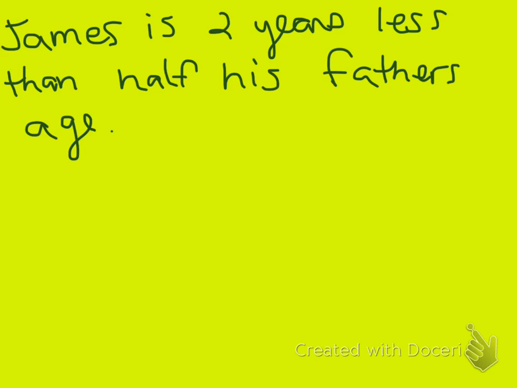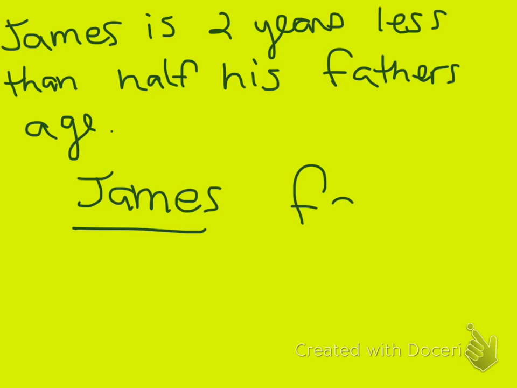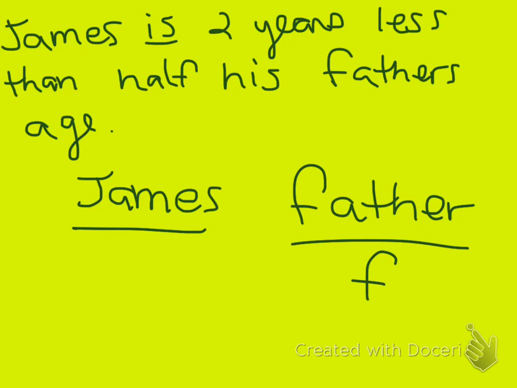All right, James is 2 years less than half his father's age. So we have James, and we'll use the variable F for father. You do have a hint in there, but since we have the "is", James is, we use the other one, F for father. So James is 2 years less than half. 2 years less than half. So you'd have half. Okay, we have half. Half of what? F minus 2. Very good.